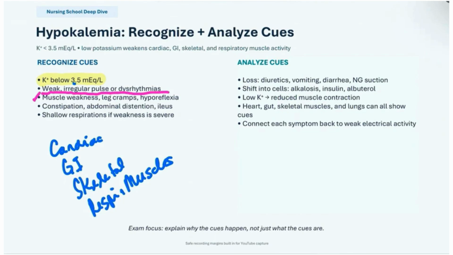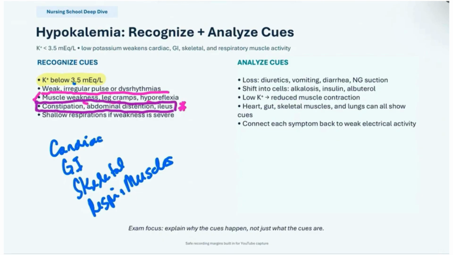Now, let's look at the skeletal muscles. You may see muscle weakness, you may see leg cramps, and you also may see a decrease in reflexes. Now, the gastrointestinal tract is also affected because it's slowing everything down. When the GI tract is slowing down, that can lead to constipation, abdominal distension, decreased bowel sounds, or even, in the worst case scenario, paralytic ileus.